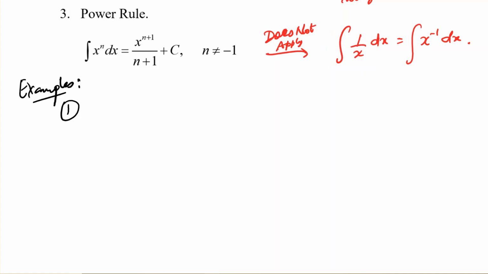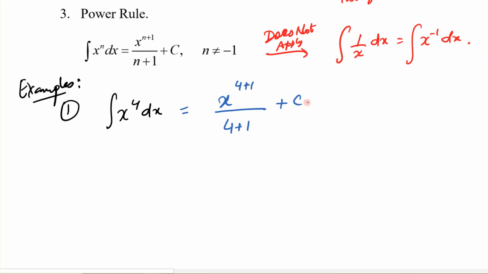Alright, so let's say we want to find the integral of x raised to power 4 dx. In this case, we increase the power by 1, divide by the new power, plus c. So we get x raised to power 5 over 5 plus c.